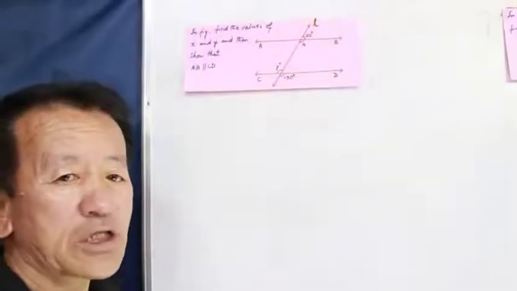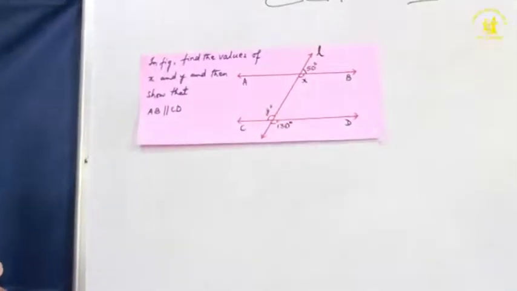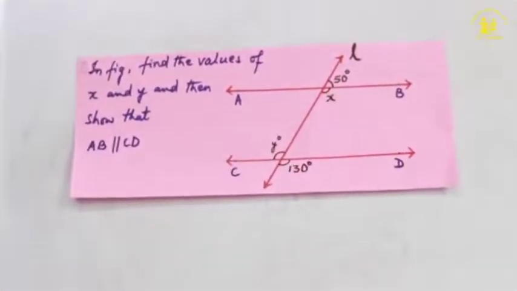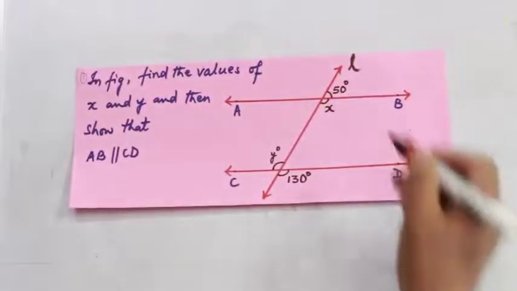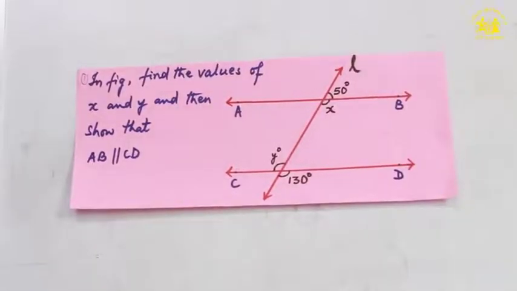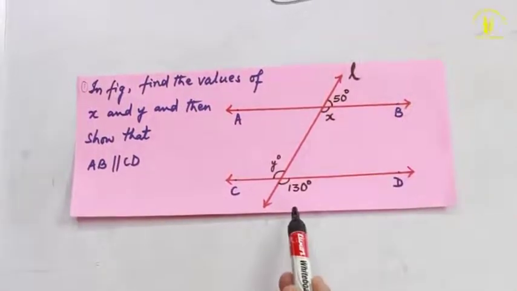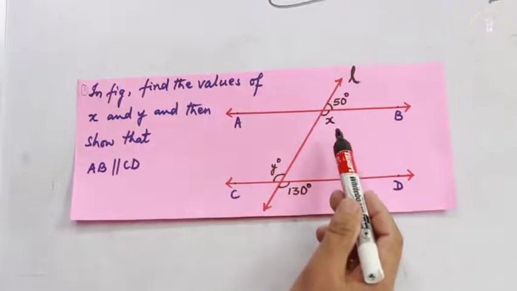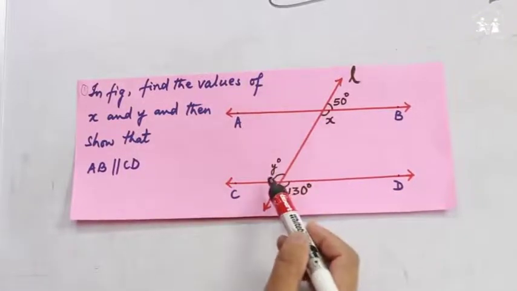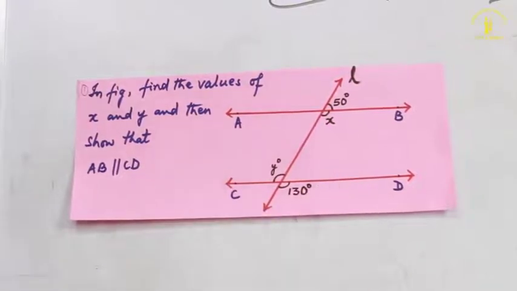Okay, now we shall discuss 2 questions. Now in this figure, you are given lines AB and CD intersected by a third line, let's say L. And two angle values are given, 50 degrees and 130 degrees. We have to find the values of X and Y, and then show that AB is parallel to CD.